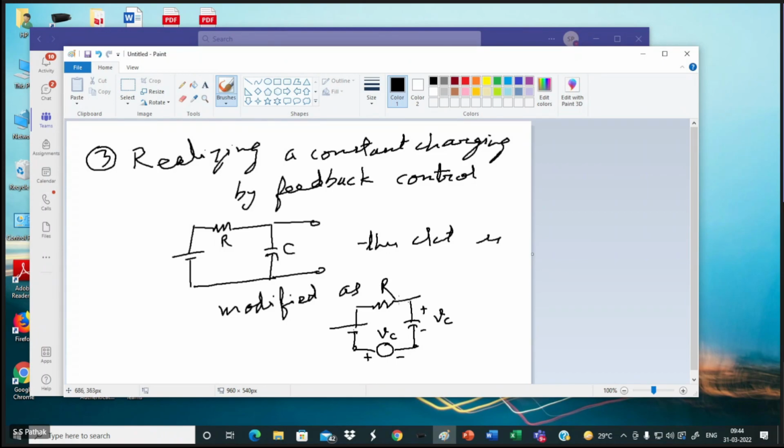This is my R, this is my C. This has come as a voltage source from feedback. Voltage source equal to minus VC coming from feedback.